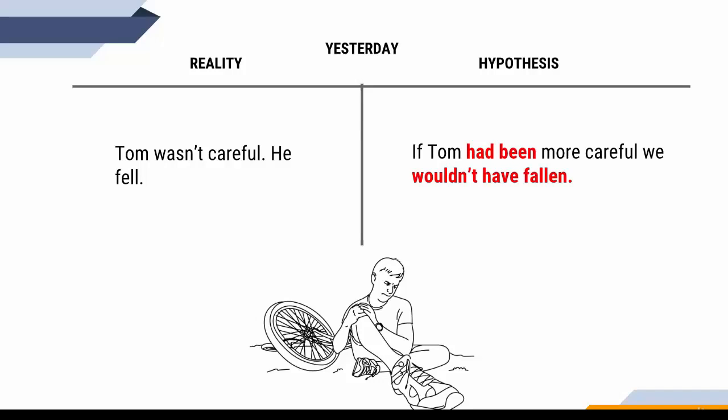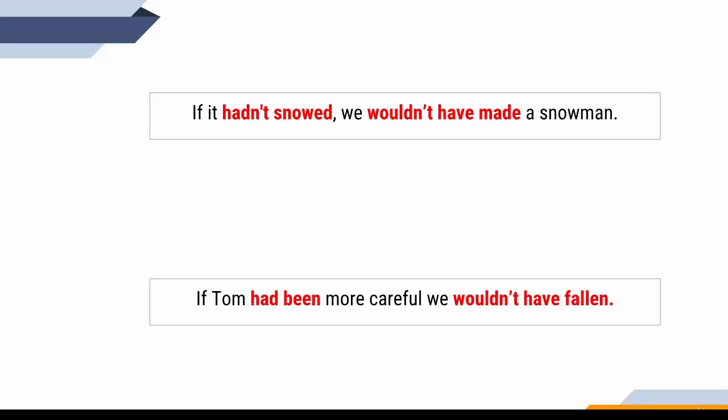If Tom had been more careful, he wouldn't have fallen. Again, you speak about the past, yesterday, and you are making a presumption. You are talking about a hypothesis. These two sentences: if it hadn't snowed, we wouldn't have made; if Tom had been more careful, he wouldn't have fallen.